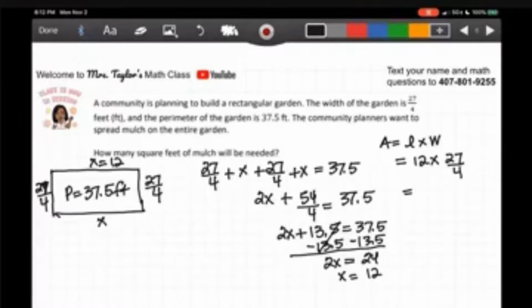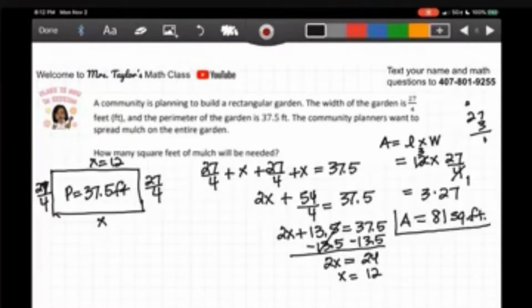I can simplify the factors. That could be a 1, that could be a 3, and so now we've got 3 times 27, and so the area is going to be equal to, what's that, 27 and 3, it's going to be 81. 81 square feet. That's what we have here. Alright, that is how much mulch they're going to need for that problem.